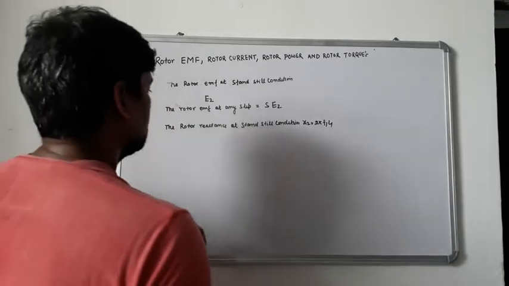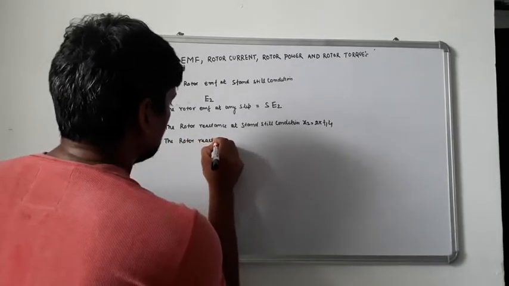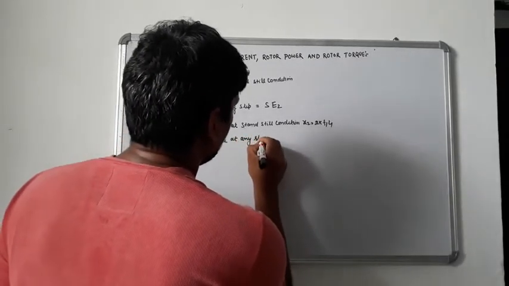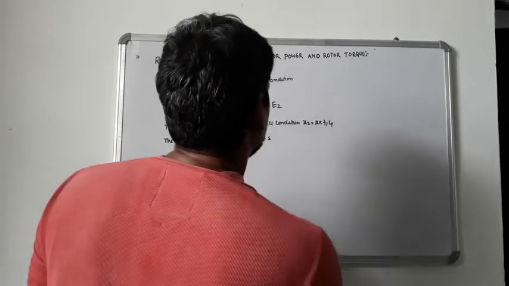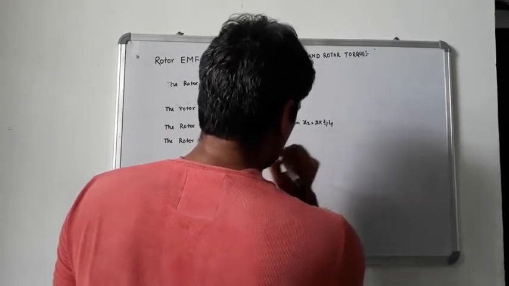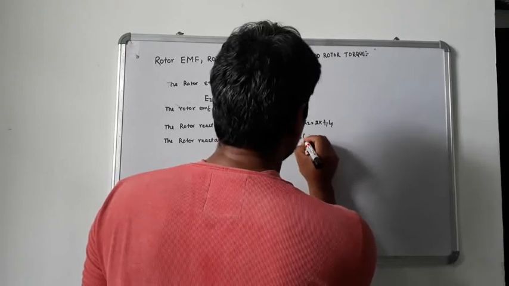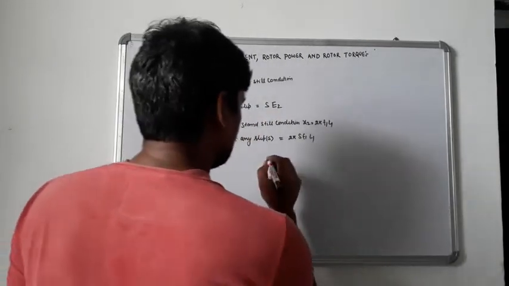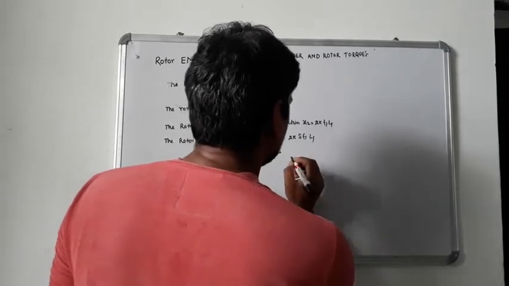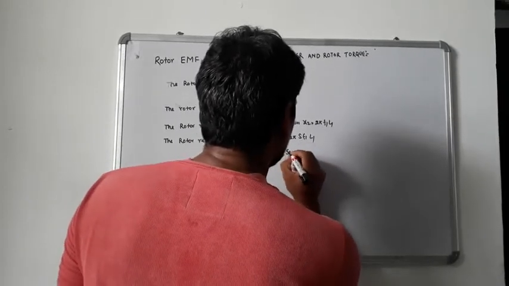and the rotor reactance at any slip is equal to 2 pi S f1 L1, where X2 dash is equal to S X2.